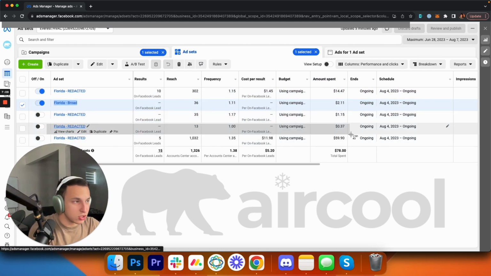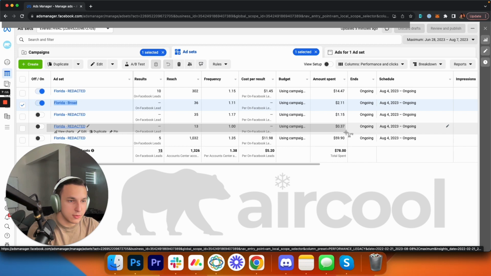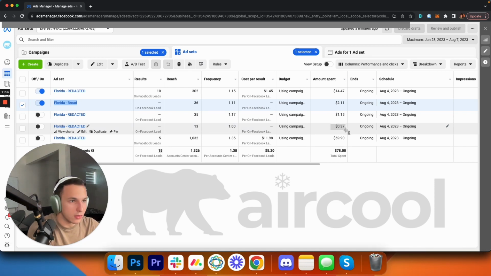This one, whatever interest this is, was doing horrible. That's why it only got $0.37. It's like 30 cents. But this one that was doing good got 15 and this one got 60. So use Facebook's algorithm, find out which interest is the best, and then use ABO campaigns after to optimize that. That's how, at least in my eyes, you would run an efficient campaign when you don't have millions of dollars to spend.